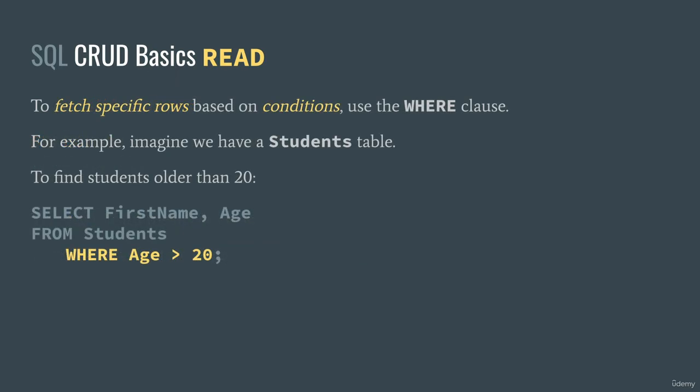When you want to fetch specific rows from a table based on certain conditions, you use the where clause. If you have a table called students and you want to find students who are older than 20, your query would look like what you see here.